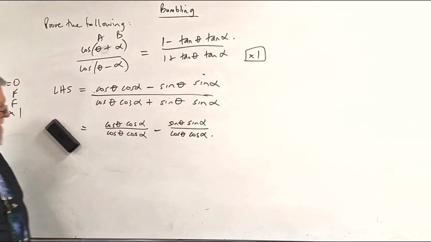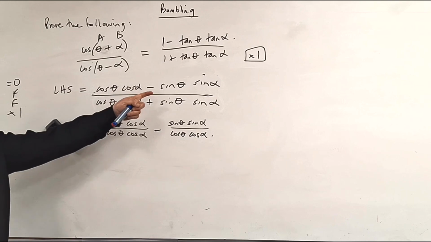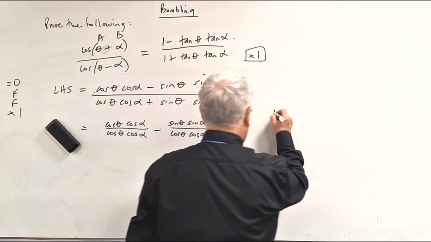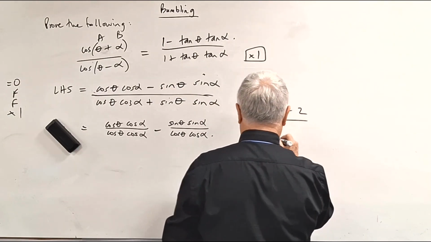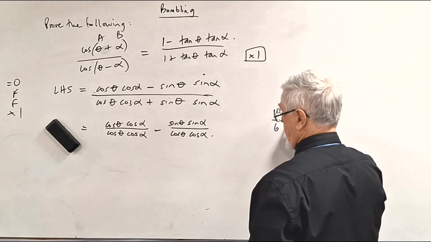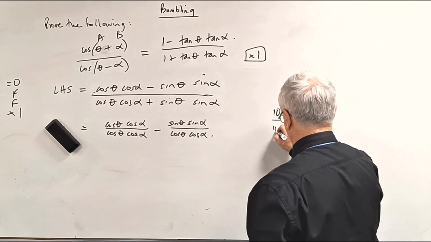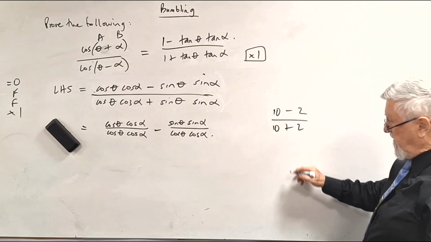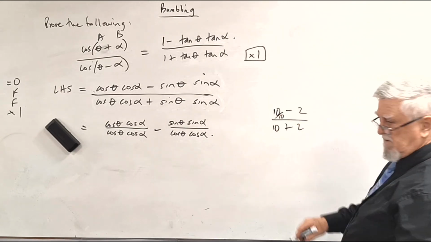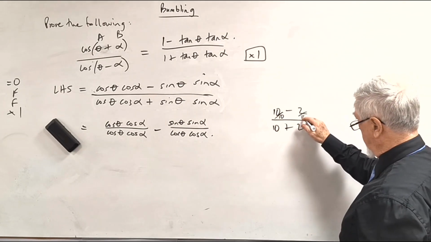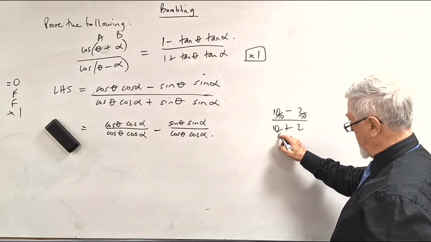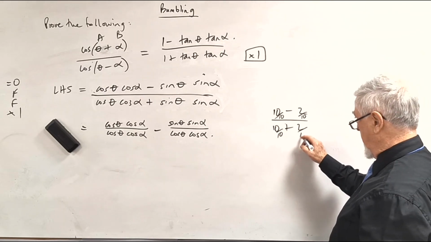Why do you have to divide that though? Well, I can't just divide that without dividing that. So if I had 10 minus 2 over 6 over 10 plus 2, if I divided that by 10, I've got to divide that by 10, and I've got to divide that by 10, and I've got to divide that by 10.